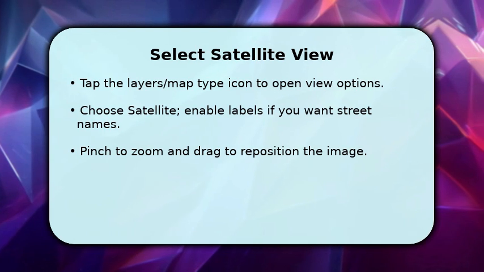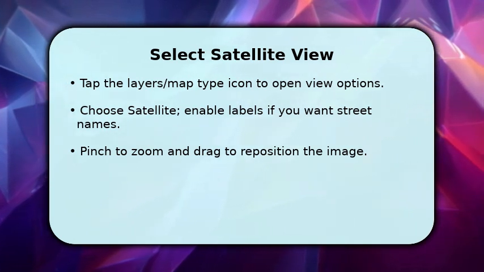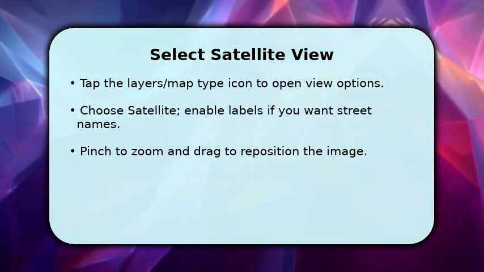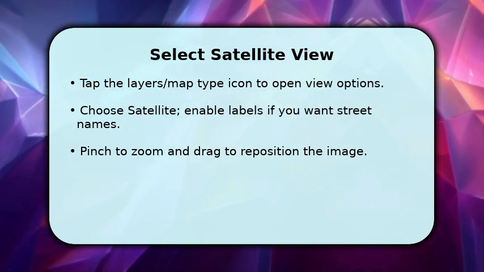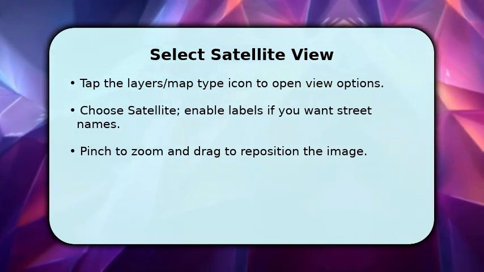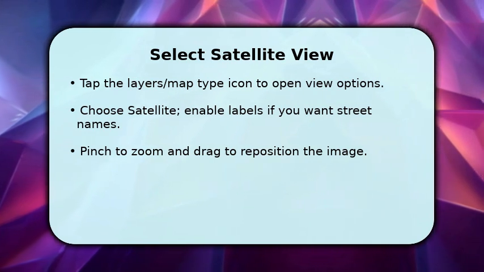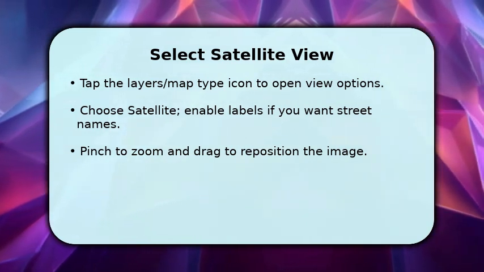Once satellite mode is active, use pinch gestures on mobile or the mouse scroll wheel on desktop to zoom, drag to reposition. If you need an oblique perspective, use tilt gestures or the 3D button where available. This step turns the flat map into a 3D view.